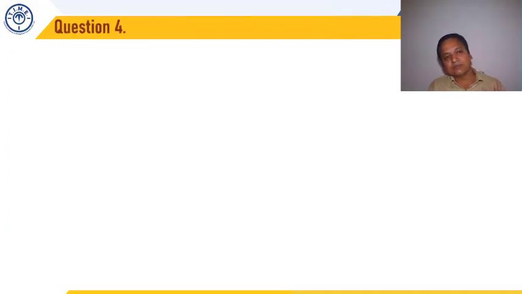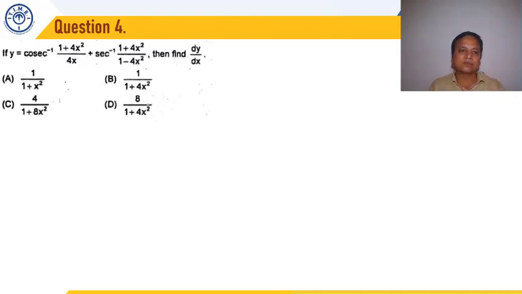Let's, using this inverse function differentiation, solve question number 4 of the handout. It says y is equal to cosec inverse (1 plus 4x square) upon 4x plus sec inverse (1 plus 4x square) upon (1 minus 4x square). You have to find dy by dx.